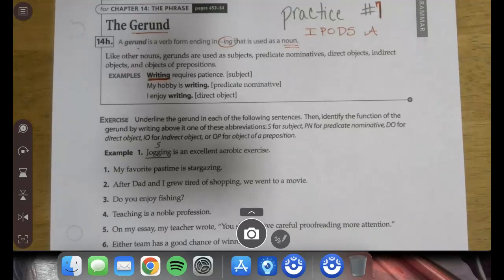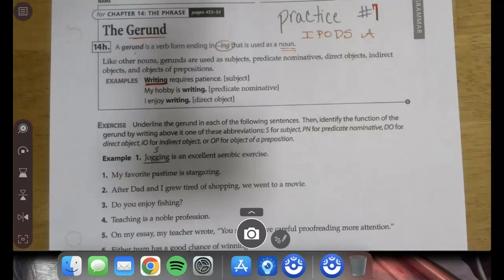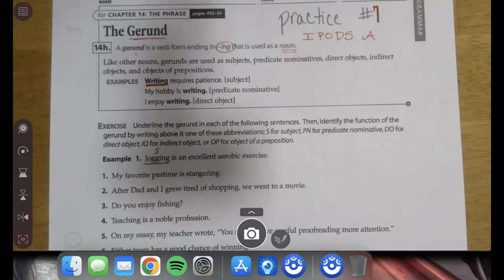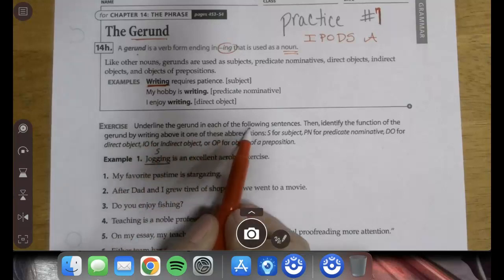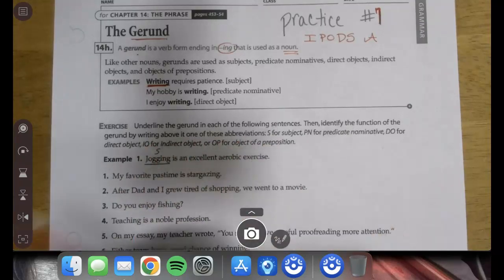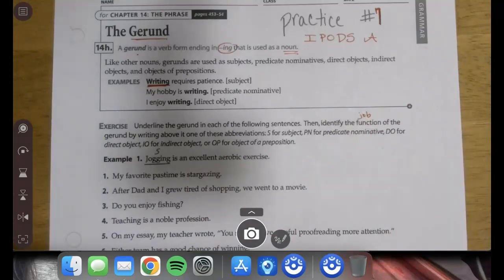So I would say you're going to heavily rely on using your notebook to help you identify some of these, because we don't expect you to know all of this yet. We expect you to use your resources to help you. So the directions tell you to underline the gerund in the sentence, then identify the function or the job that it's doing in the sentence. Okay, and so we're going to use the same abbreviations that we've been using, and you'll see the only one you really don't have to worry about in this section is appositives.